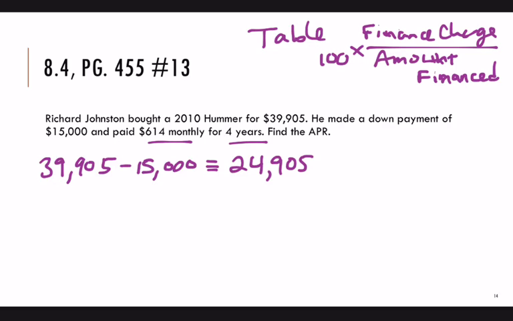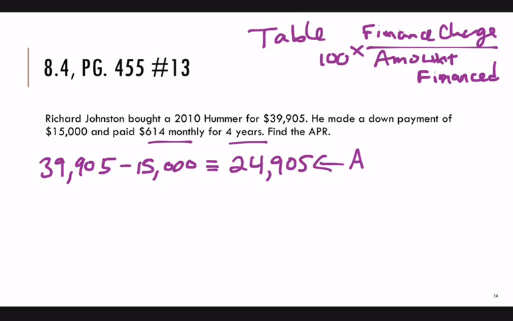Okay, so we'll start there. We have the amount financed. We don't have the finance charge. Okay, so we don't know anything about the rate, so we can't calculate this using the interest formula. So we're going to have to go kind of the back solving method. We know how much he paid in total, and then we can work backwards from there and find out how much extra he paid over the amount that was financed.